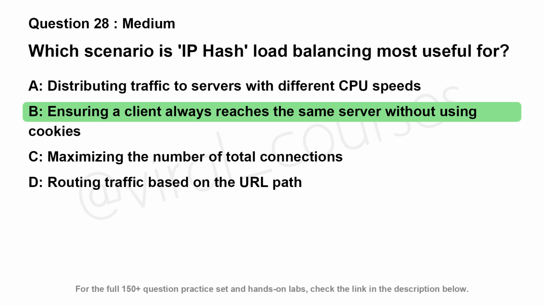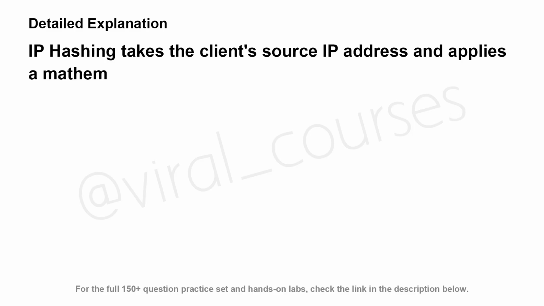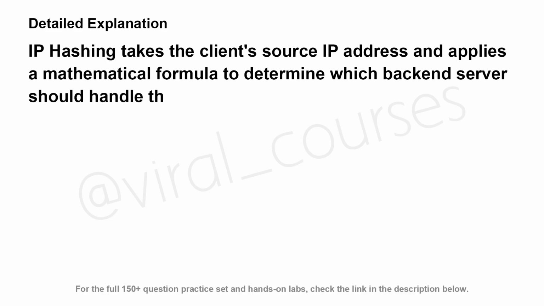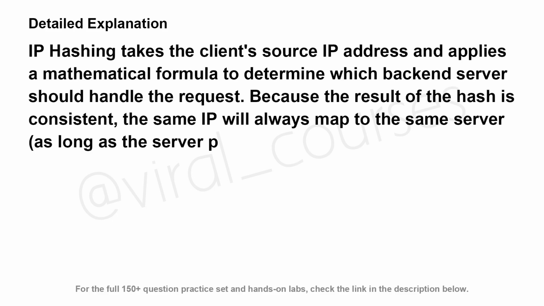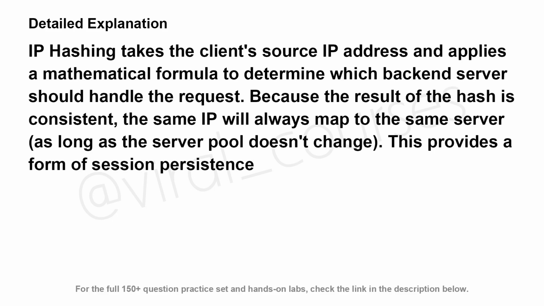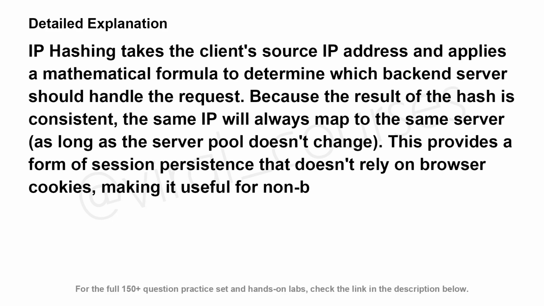The correct answer is B. IP hashing takes the client's source IP address and applies a mathematical formula to determine which backend server should handle the request. Because the result of the hash is consistent, the same IP will always map to the same server, as long as the server pool doesn't change. This provides a form of session persistence that doesn't rely on browser cookies, making it useful for non-browser-based applications.